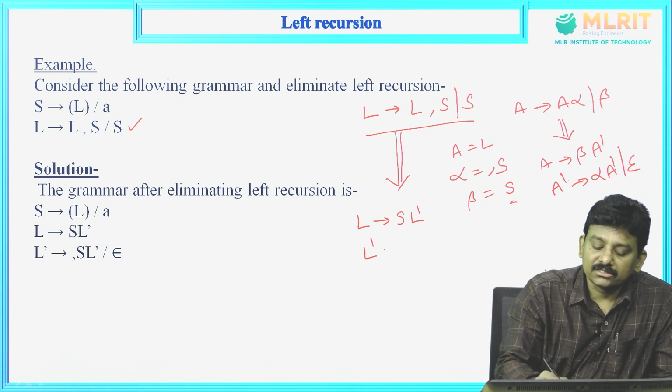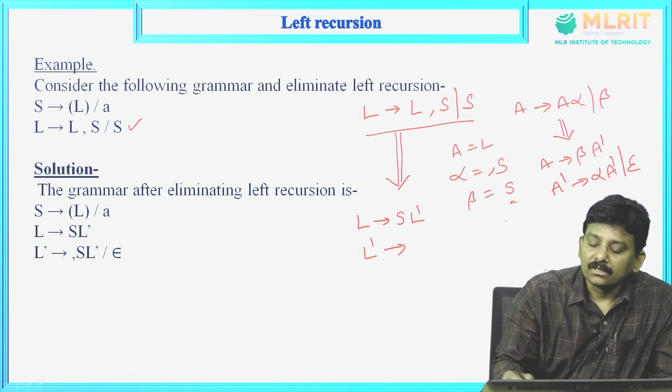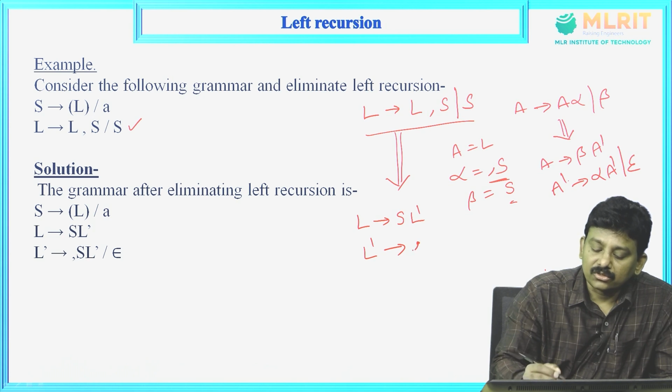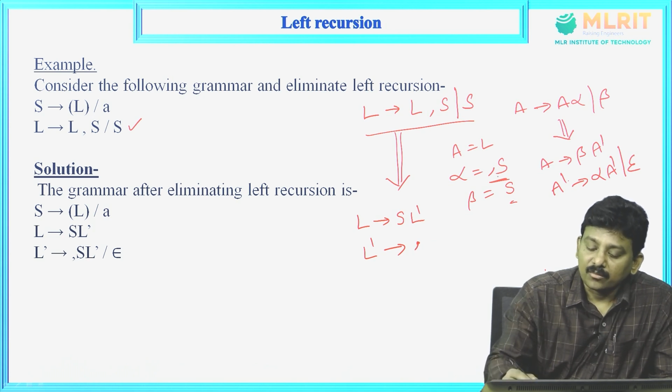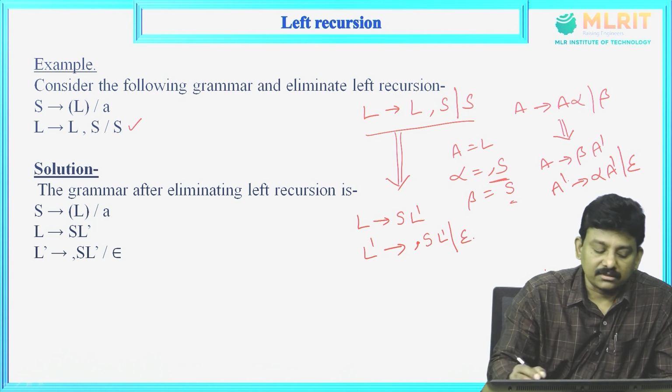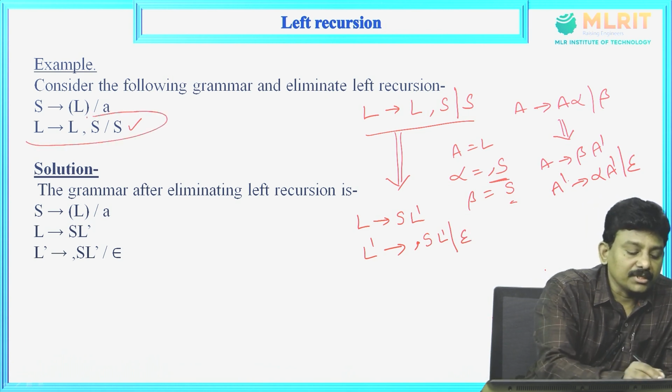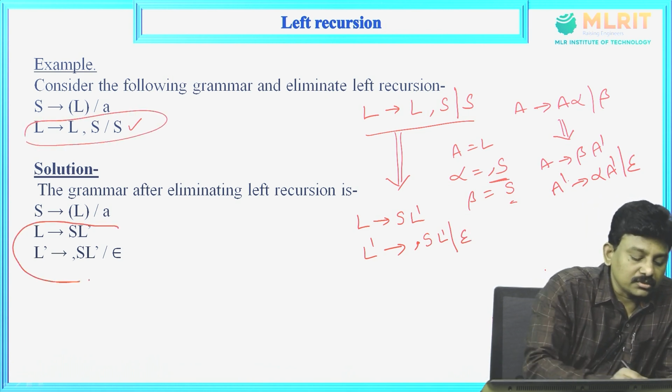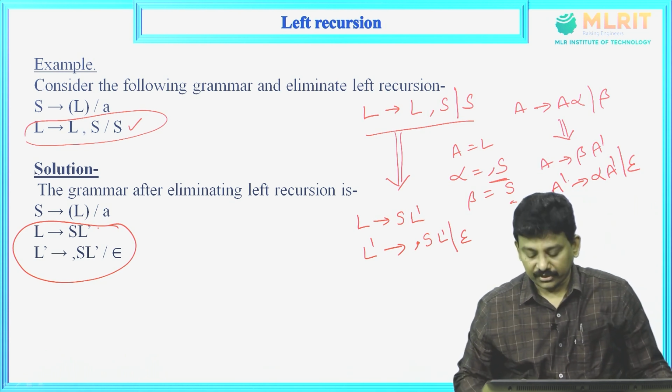What is L dash? L dash derives alpha A dash. What is alpha? Comma S. So L dash derives comma S L dash or epsilon. See this, this rule will be replaced by these two rules. Like that, we can eliminate left recursion.